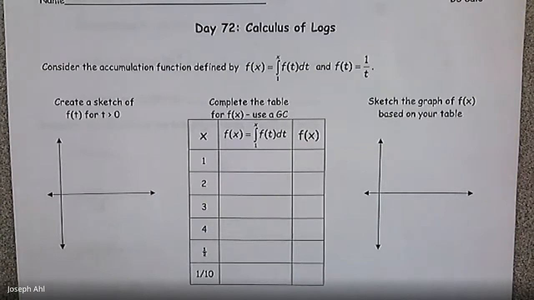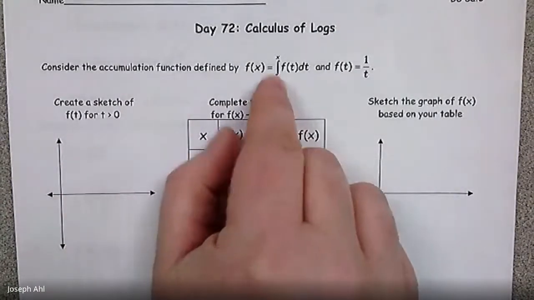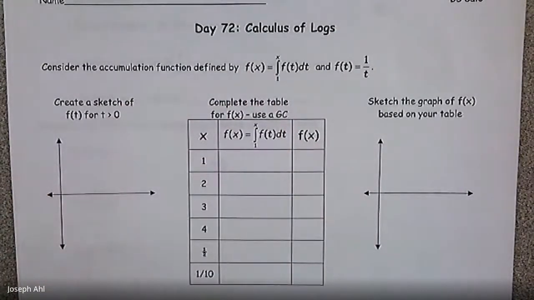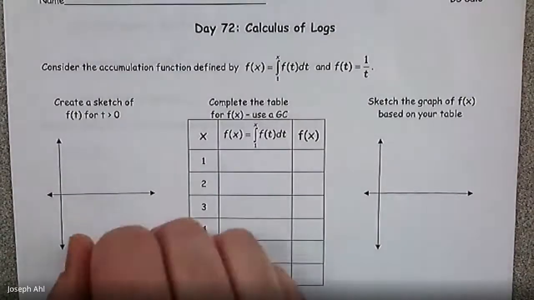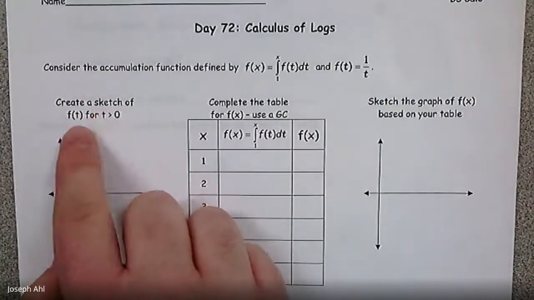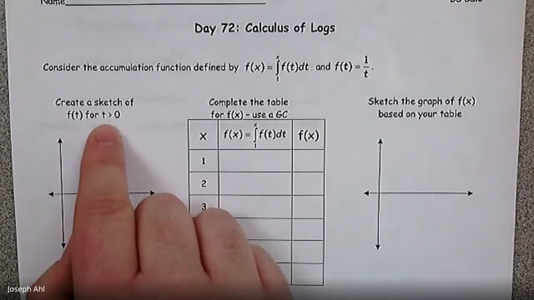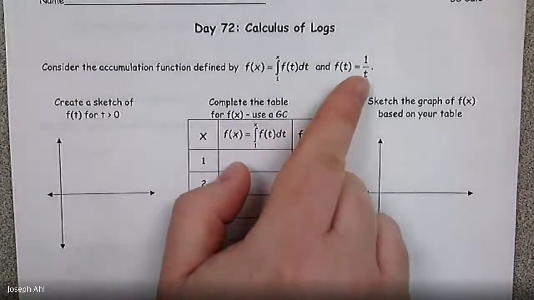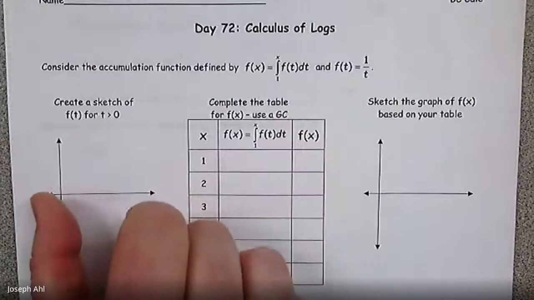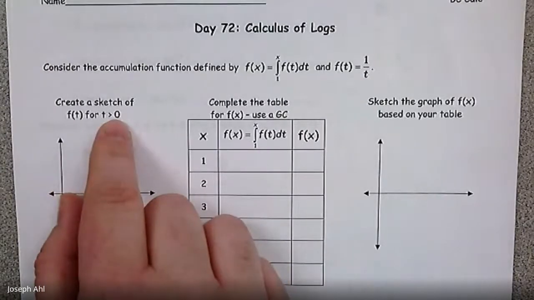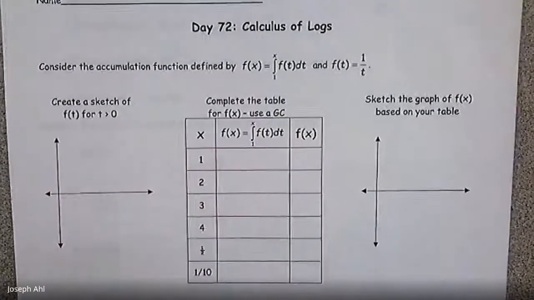So we want to start building, well, what is the antiderivative of 1 over x? And we can think of it in terms of this accumulation function and have the calculator help and assist us in this. What I'm going to recommend that you do at this point is hit pause real quick and create a sketch for f of t first, where t is greater than 0. So think about what 1 over t looks like just on the interval where t is a positive number. And then fill in this table in the middle.